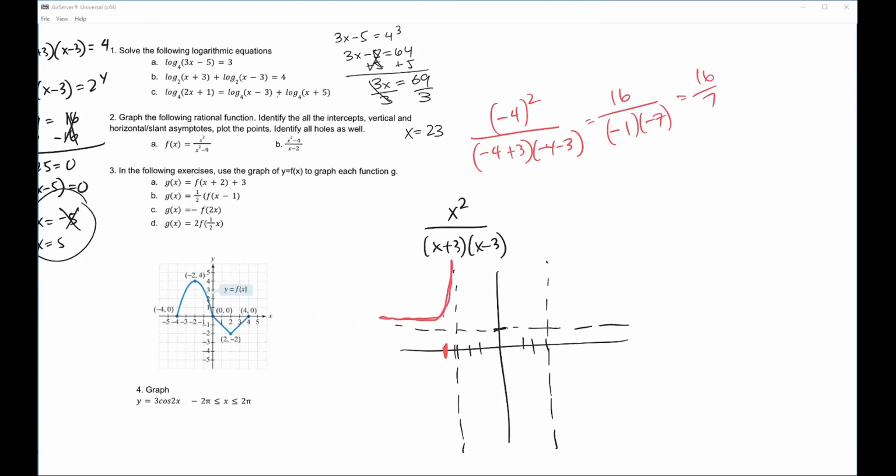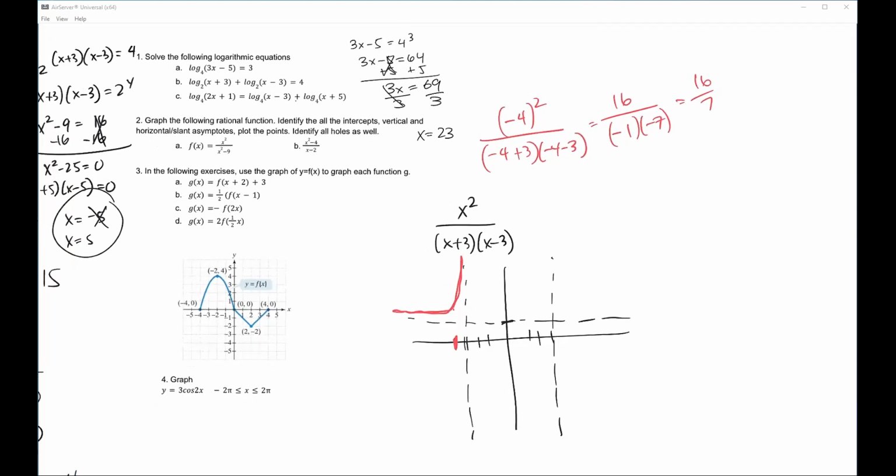And plug in 0, right? You plug in 0, that'll be 0 over negative 9. So you want to plug in a lot of numbers in between 3 and negative 3, all right? Because that will kind of tell you. And remember, in the middle portion, you could cross the horizontal asymptote, okay? It's just the outside portions where you can't. So you may want to do a bunch of numbers.